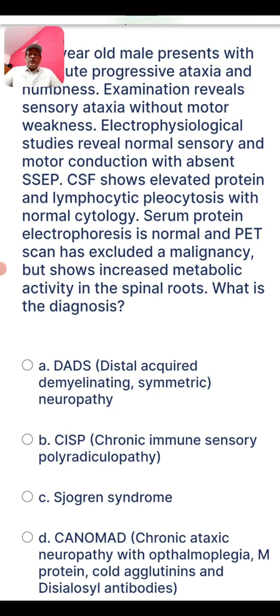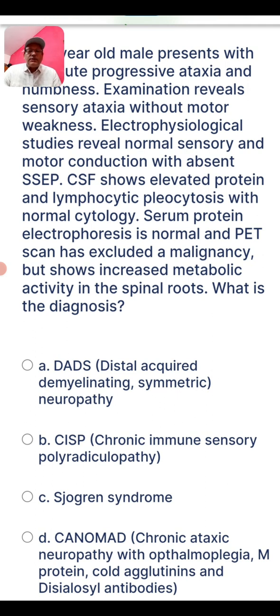Then chronic immune sensory polyneuropathy, most likely, as the NCV would be normal except for the SSEP abnormality. Sjogren syndrome usually presents with axonal degeneration, and NCV would be abnormal. And CANOMAD, in which again features like chronic ataxic neuropathy with ophthalmoplegia and M protein are not there, so that is unlikely.